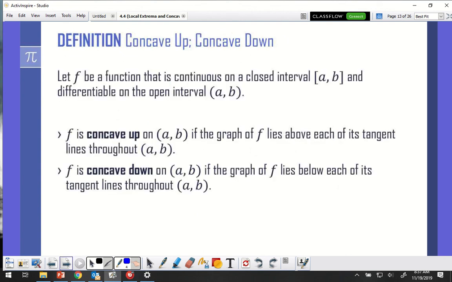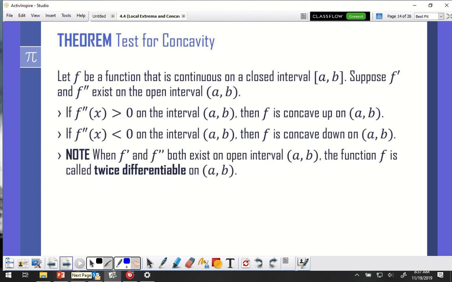All right, okay. So let a function be continuous on a closed interval from a to b and differentiable on the open interval from a to b. If f is concave up, the graph of each of its tangent lines through there, concave down. Okay, so now, where's the point that I'm looking for? Be a function, suppose exists. Okay, so this is what I was talking about right now.